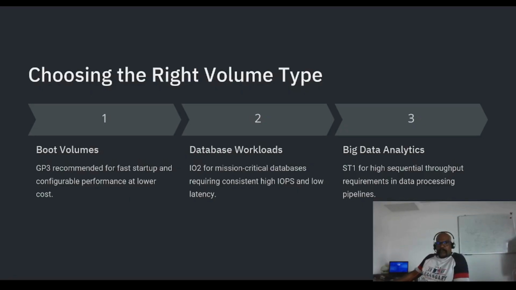What volume can we use during boot of the device? GP3 is recommended, as it is very fast and lower cost. In the case of database workloads, we can go for IO2, for mission critical databases with high IOPS. For big data analytics, for sequential throughput requirements in data processing pipelines, we can go for ST1.